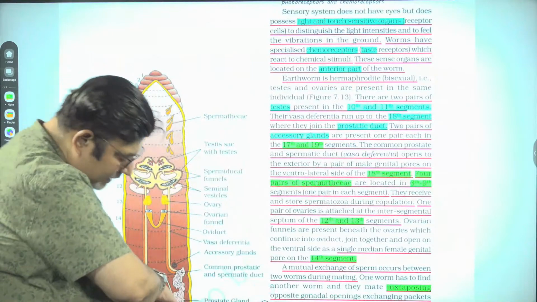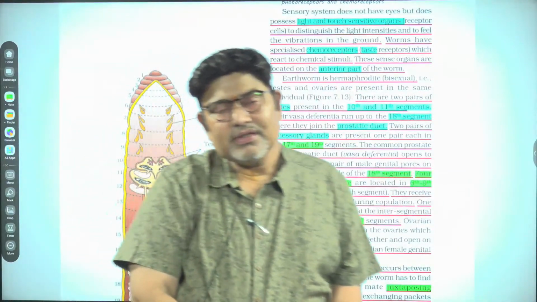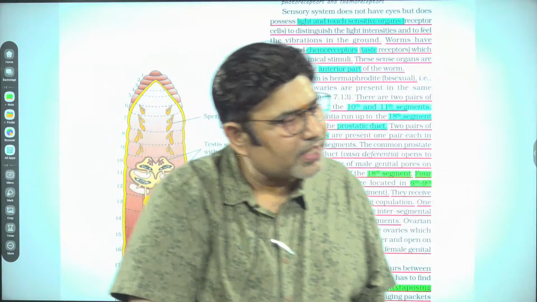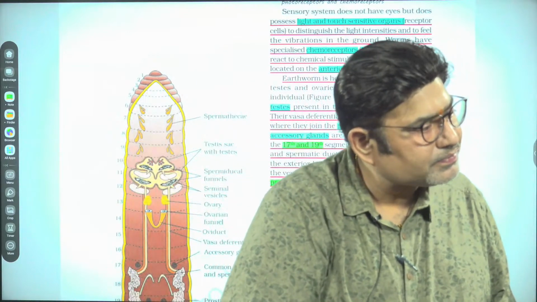Now the reproductive system of an earthworm. Shall we proceed? Reproductive system in an earthworm.